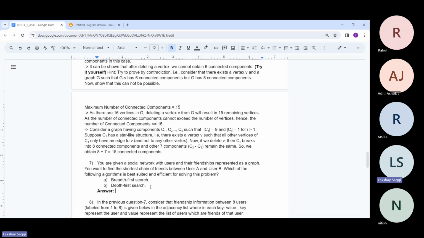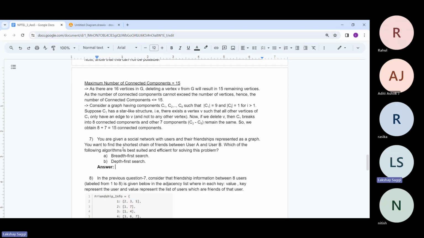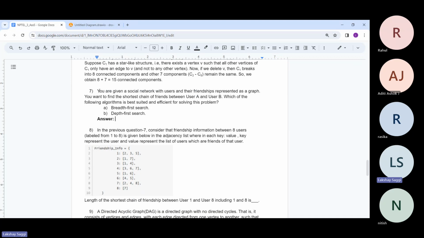The next question is just based on application of BFS and DFS. So the seventh question says that suppose you are given a social network with users and their friendships represented as a graph. So basically, we are given some users, and if there's an edge between two users, then they are actually friends. And now we want to find the shortest chain of friends between user A and user B. So this basically means that we want to find the path of shortest length between user A and user B.